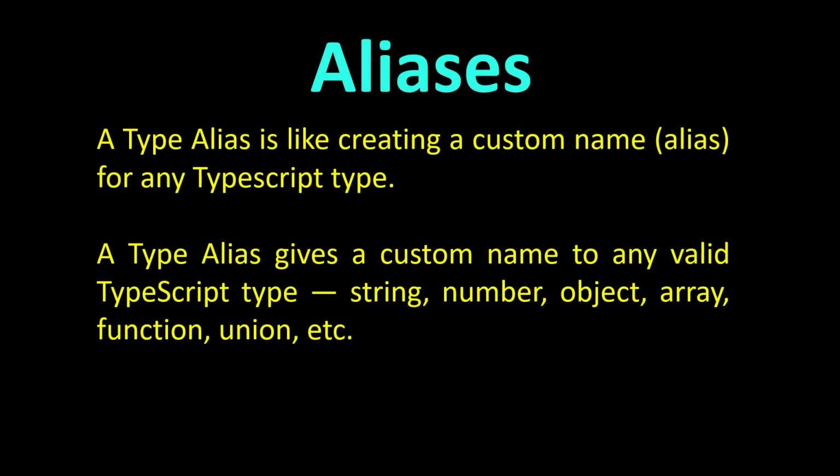A type alias is like creating a custom name, an alias, for any TypeScript type. A type alias gives a custom name to any valid TypeScript type: string, number, object, array, function, union, etc. Let's understand this through an example.